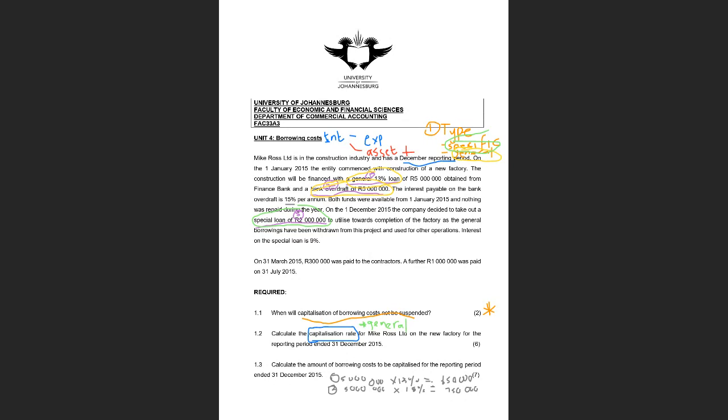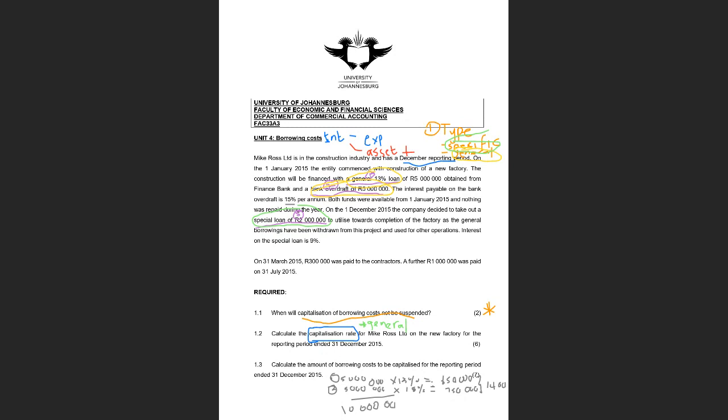When we add this together, we get 1.4 million. Then the next step is to add the 2 loans together. So the 2 loans together, we're going to add them. It's 5 million and 5 million, and that's going to give us 10 million.